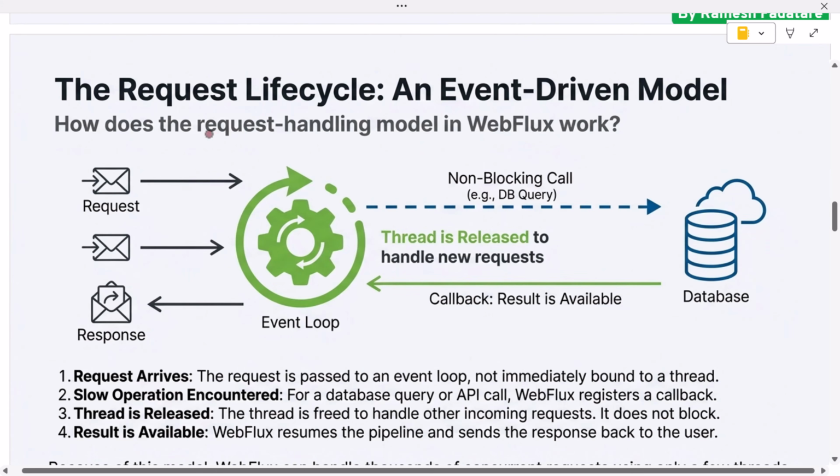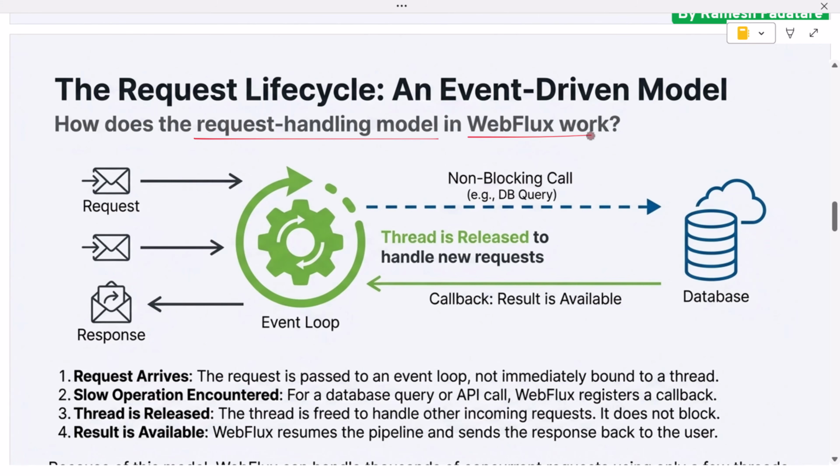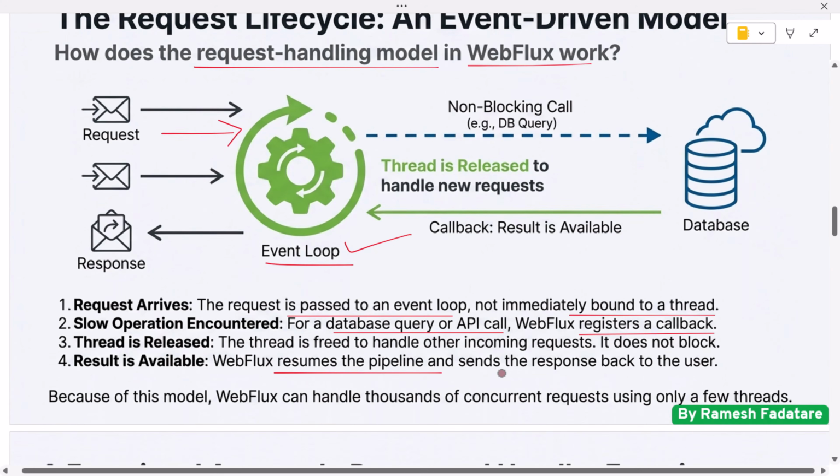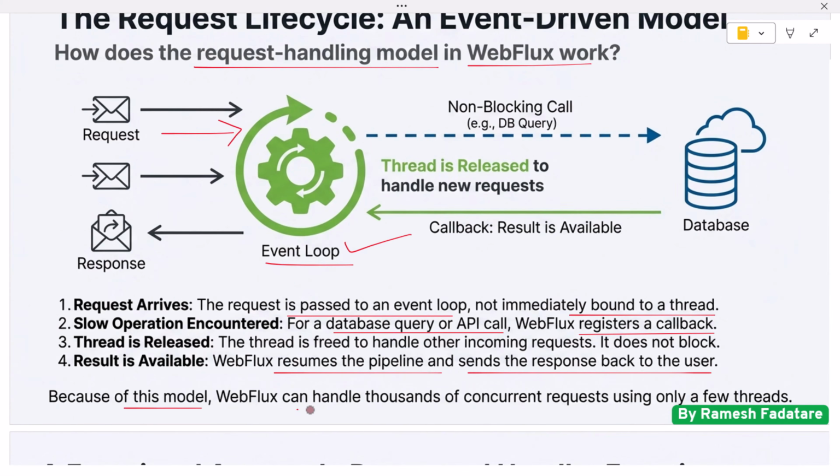Next question. How does the request handling model in WebFlux work? WebFlux follows an event-driven model. When a request arrives, it does not immediately bind it to a thread. Instead, the request is passed through an event loop. If an operation is slow, like a database query or calling another API, WebFlux does not block. It registers a callback and releases the thread to handle other requests. When the result is available, WebFlux resumes the pipeline and sends the response back to the user. Because of this model, WebFlux can handle thousands of concurrent requests using only a few threads.